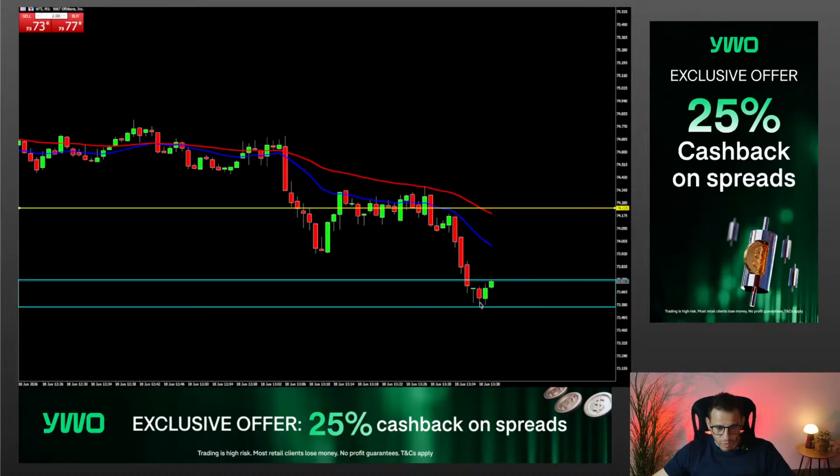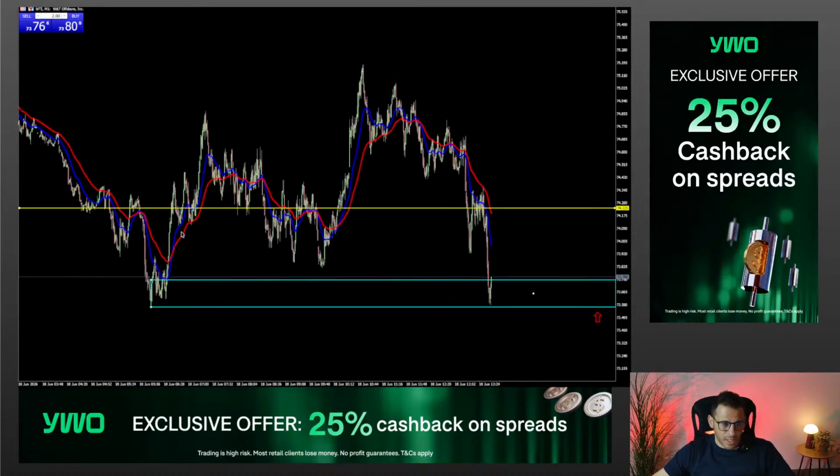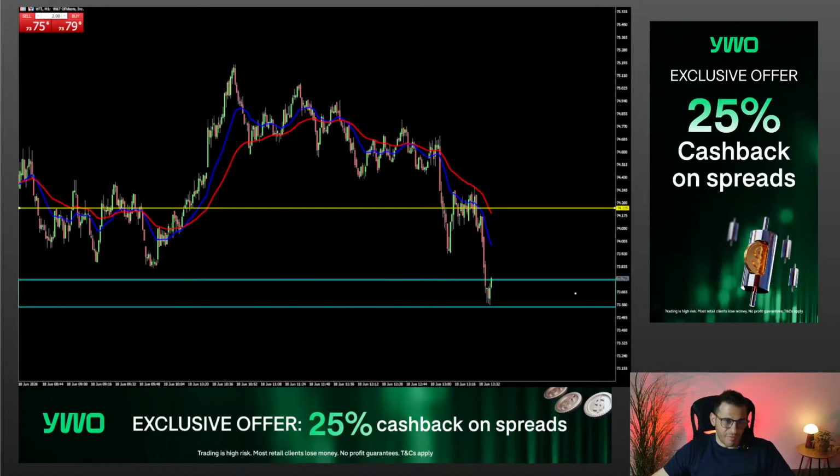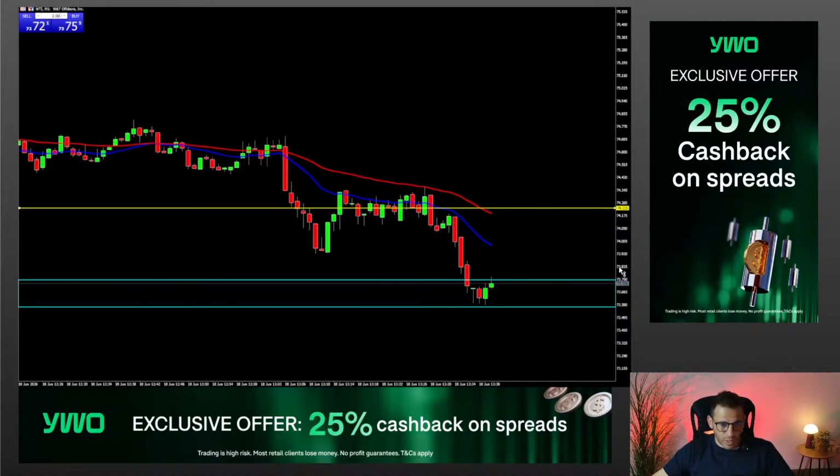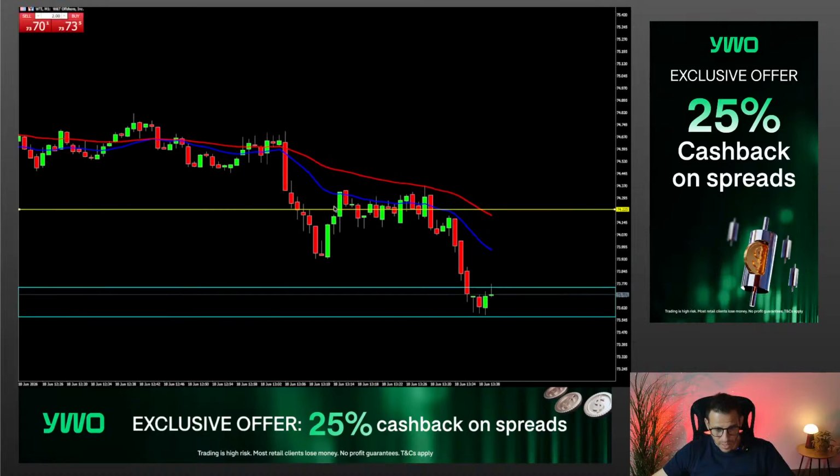Here, bullish engulfing inside a key zone. Okay, so definitely we're gonna get some buyers interacting at this phase. How far they are willing to take the price, I don't know.